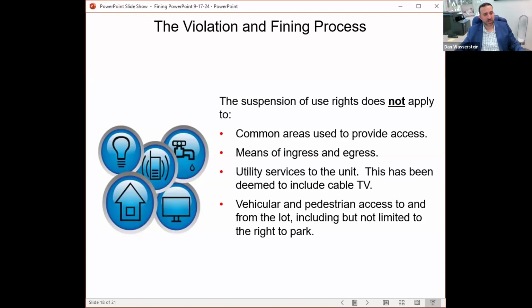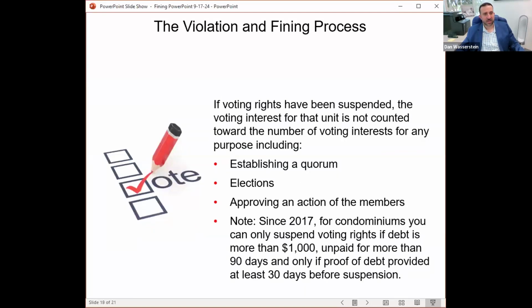Also, a lot of people, especially in some of your 55 plus communities, use landlines, and those landlines might be something that they use to, let's say, have medicine deliveries or call 911 in an emergency. And if their landlines are internet-based services, you do not want to cut those off. So just something to be mindful. And then, of course, vehicular and pedestrian access to the lot, meaning the owner's property itself, and the right to park. So you can't take away someone's parking space either. But a lot of other amenities you can take away.